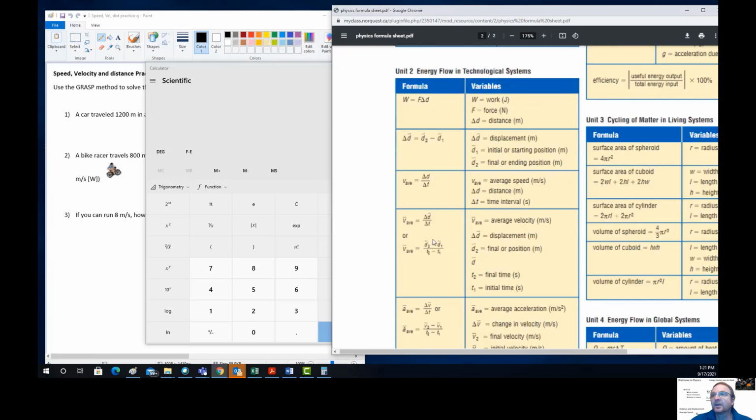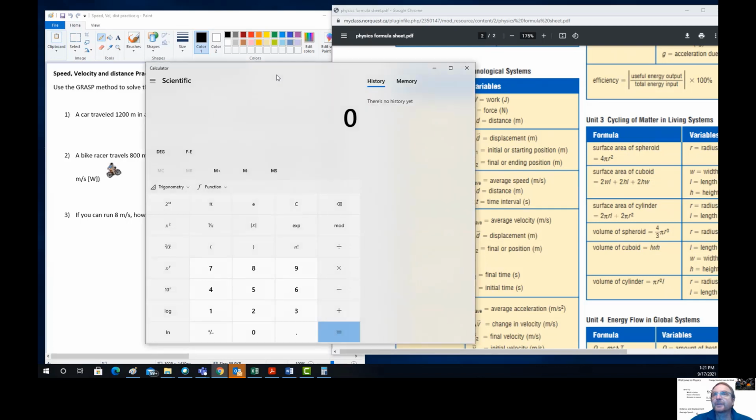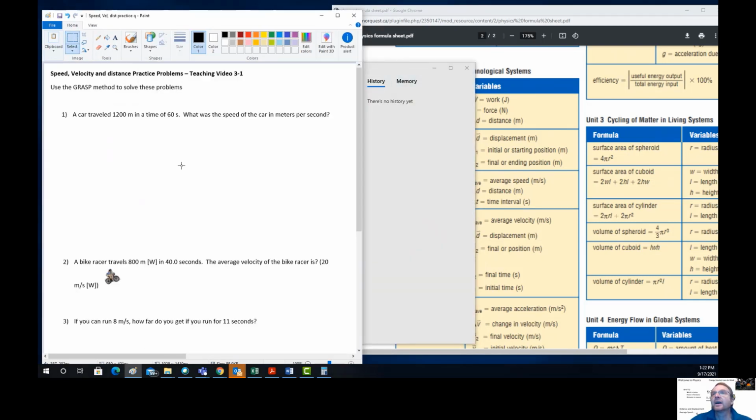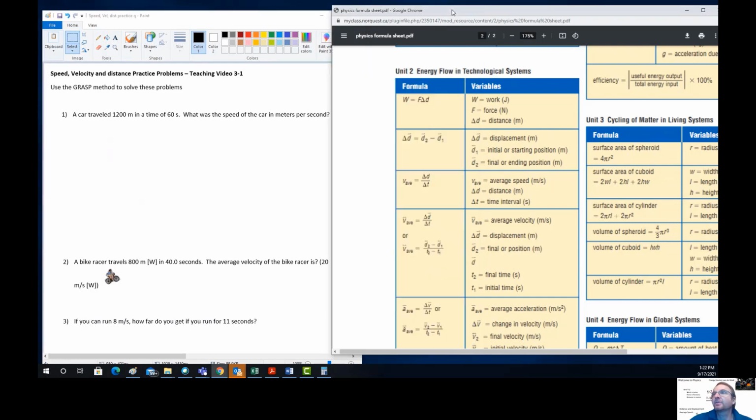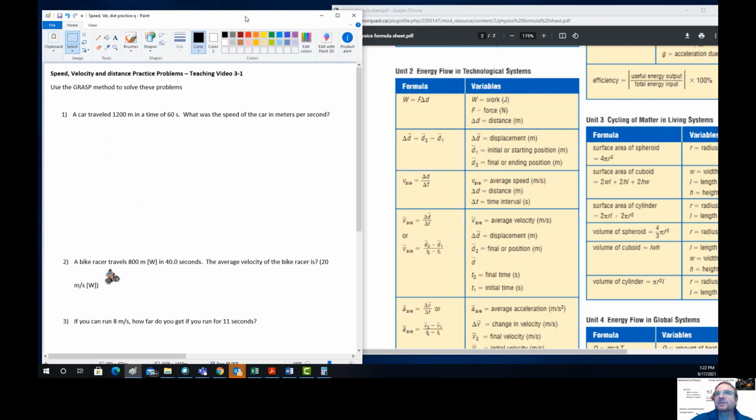You're looking at it. We're just starting, but already we know some of these formulas through the practice we've been doing together. And of course, you have to have a calculator. This one right here, using the GRASP method. Again, I've got my formula sheet handy right beside me. Going to read the question.